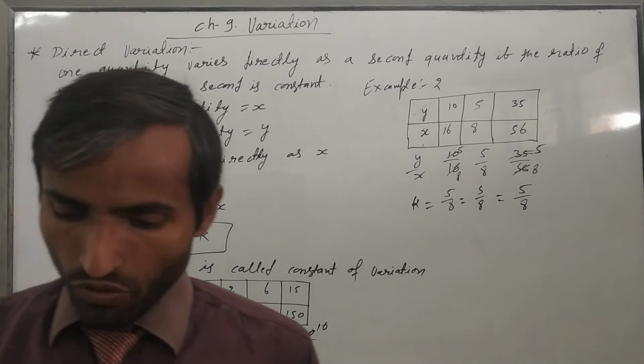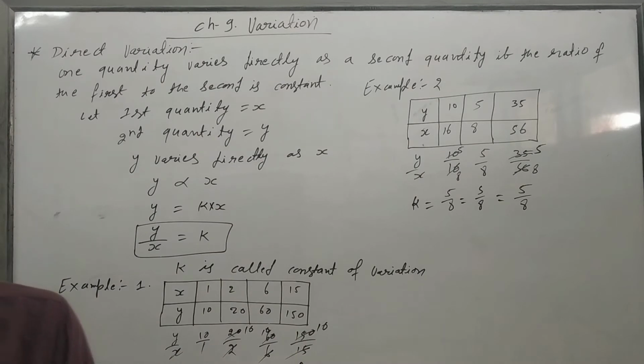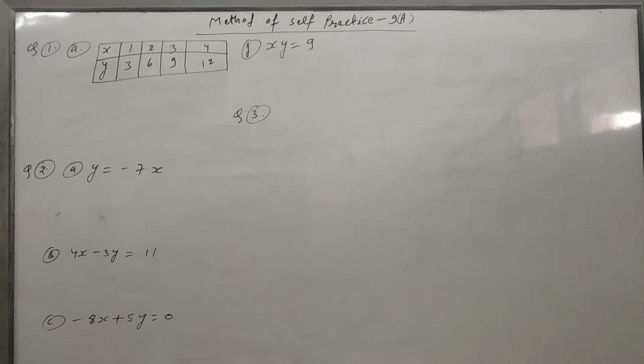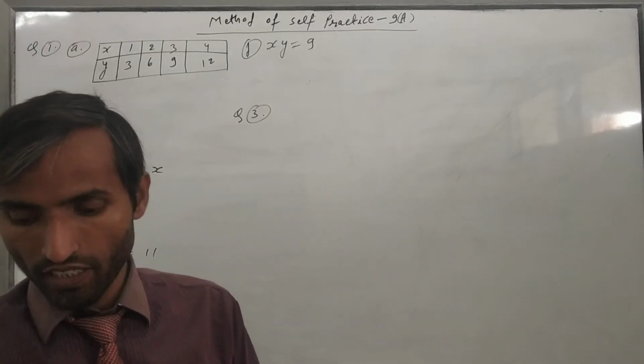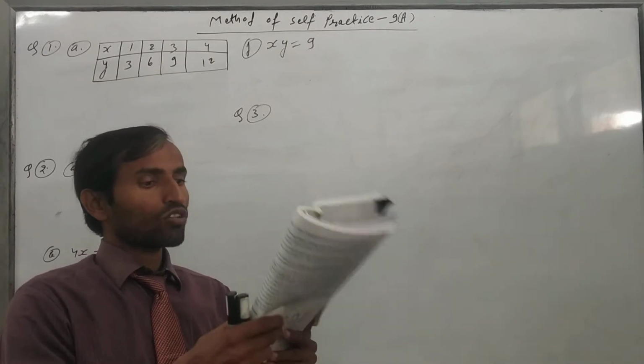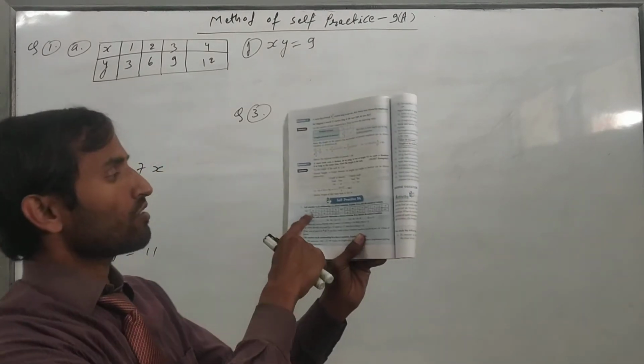Now with this we have to go to the next exercise, self practice 9a. Now I will explain the questions one by one. Just read the question number first, what is given in that. So now we have to solve the exercise, that is self practice 9a. In question number one, just read what is given in that.